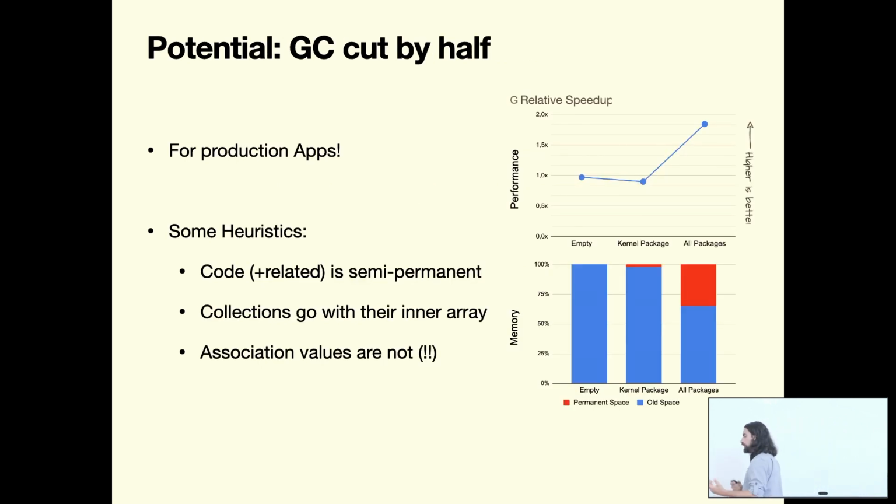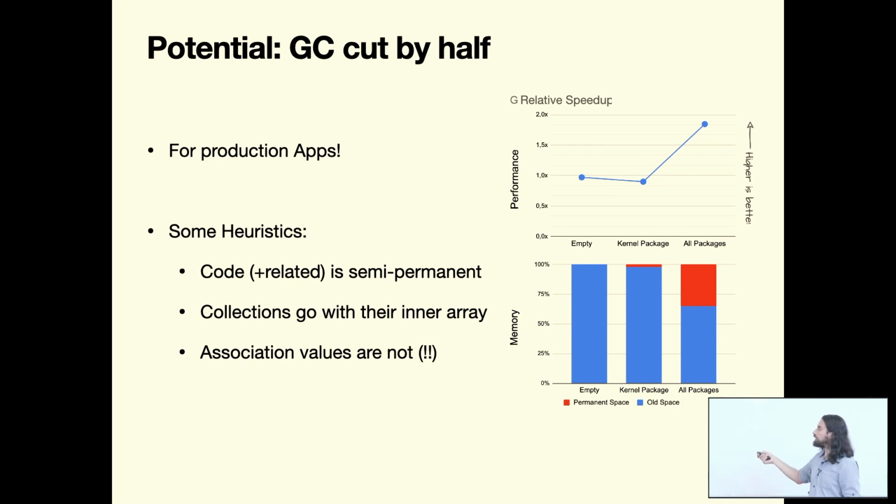So we started working with some manual selection with Nahuel a lot. The idea at first will be to have, for production applications, a kind of heuristic selection of objects. So for example, some of the heuristics that we are using right now is, OK, we are going to move code-related stuff. We are going to move objects, classes, methods, method dictionaries, metaclasses, and stuff like that.